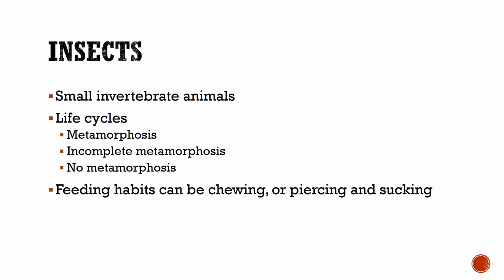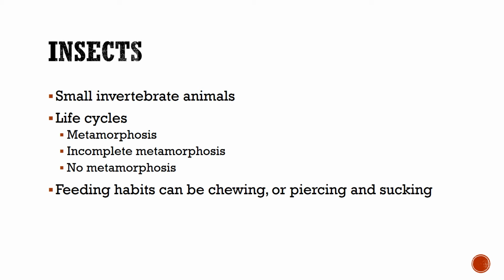All right, so now let's look at insects. So insects have a very unique way about them and how they interact with plants. So the first thing you have to know is they're invertebrate. They're small invertebrate animals. We'll go over some body parts of them in just a little bit, but they have three different types of life cycles: complete metamorphosis, incomplete metamorphosis, and then no metamorphosis.